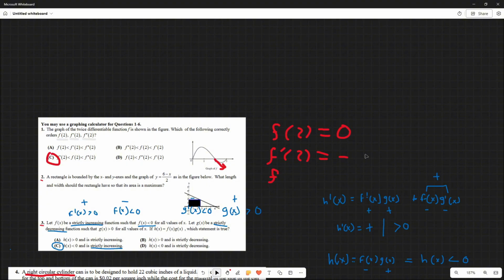So now let's look at f double prime of 2, right? So, actually, give me a sec. Alright. So now we have these two, right? Let's go f double prime.